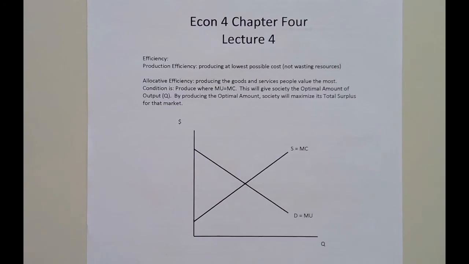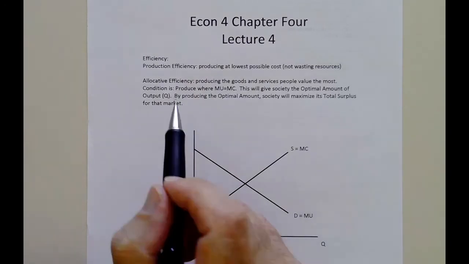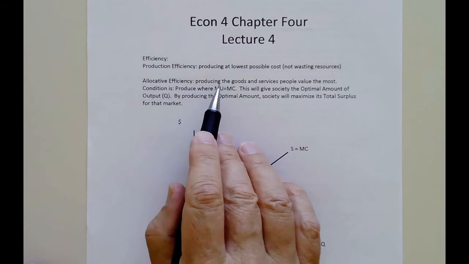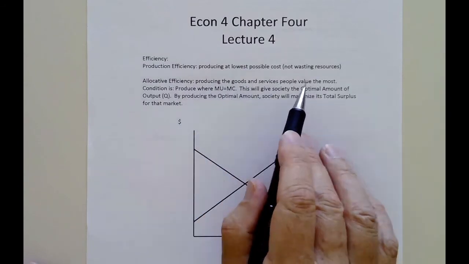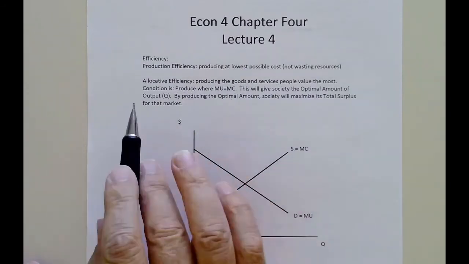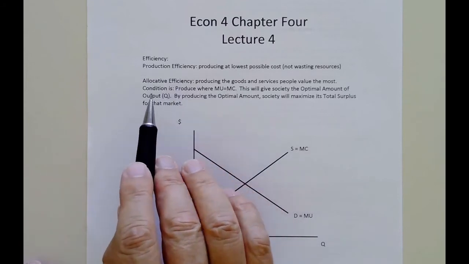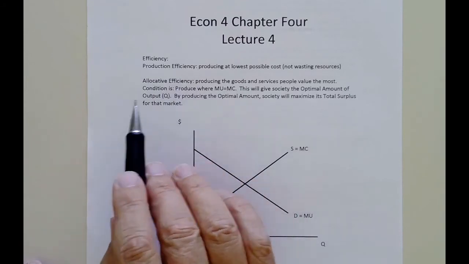Here we're back with lecture 4 for chapter 4, and this time we're going to be talking about first of all reviewing efficiency, and then talking about when markets are not efficient, when we have inefficiency. Again, efficiency, we have two types. We have production efficiency, which means we're producing at the lowest possible cost, not wasting resources. We're not going to talk about that right in this lecture. We'll talk more about that when we talk about production cost, competition, monopoly.